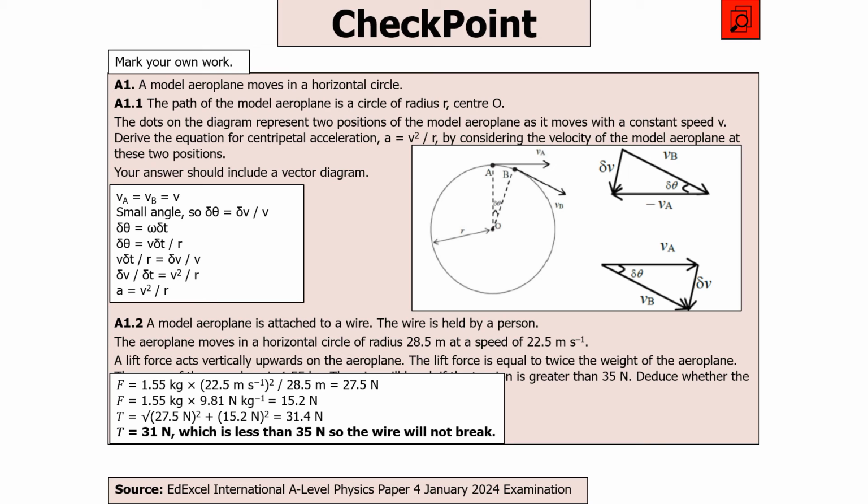Now we know the weight is going to be mg, so it's 15.2 newtons. Therefore, the overall resultant, when we use Pythagoras' theorem, because we want to work out the resultant, which is going to be the tension, is the square root of the centripetal force squared plus the weight squared. When you work it through, it's 31.4 newtons, which is less than 35. You give your conclusion to your answer, so the wire will not break.